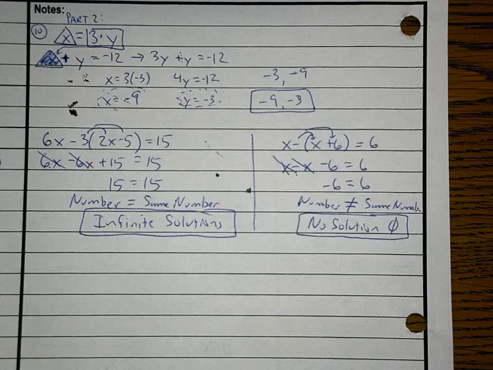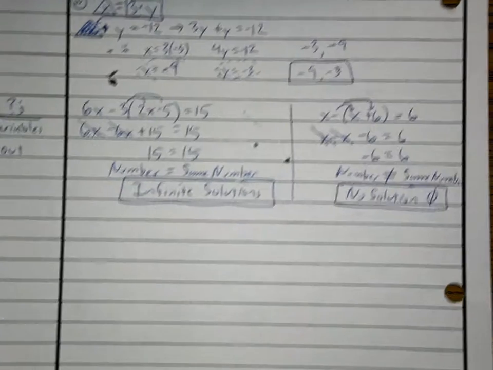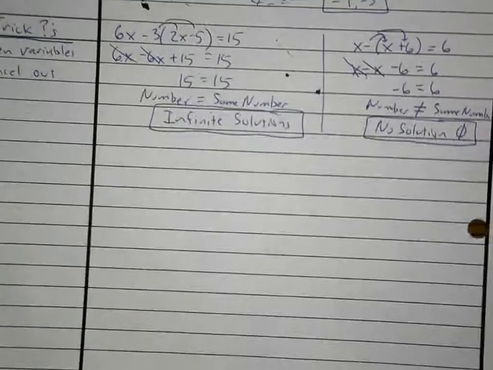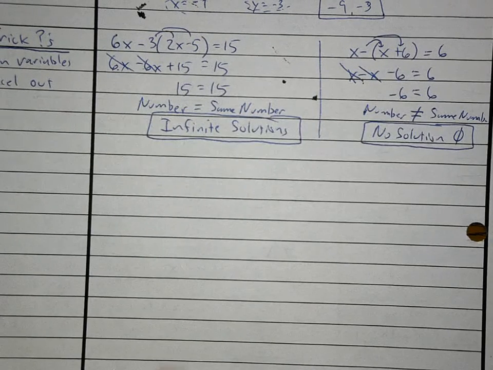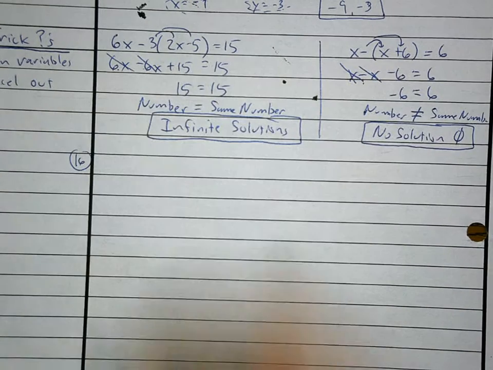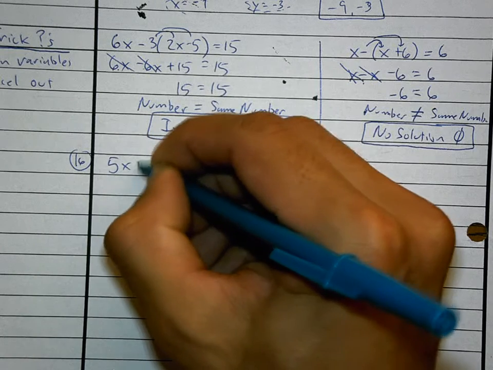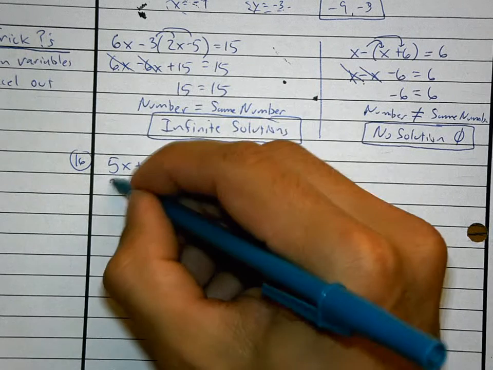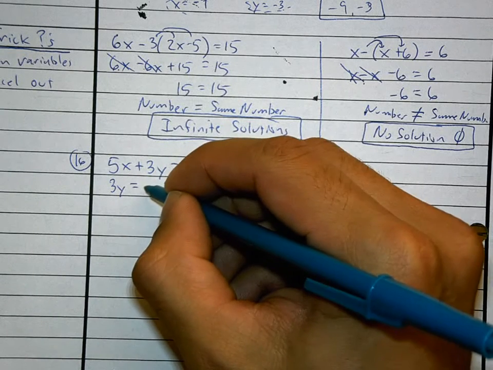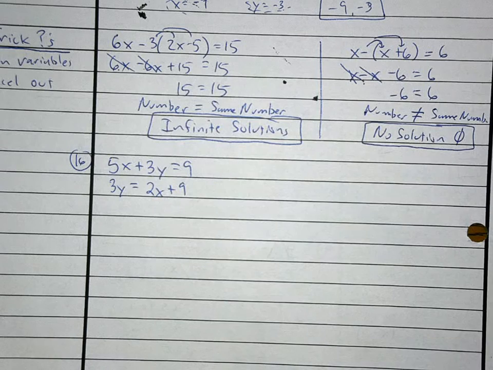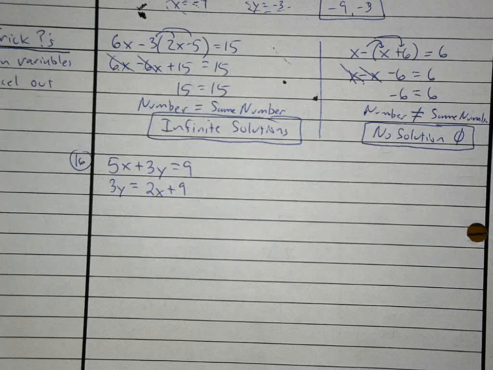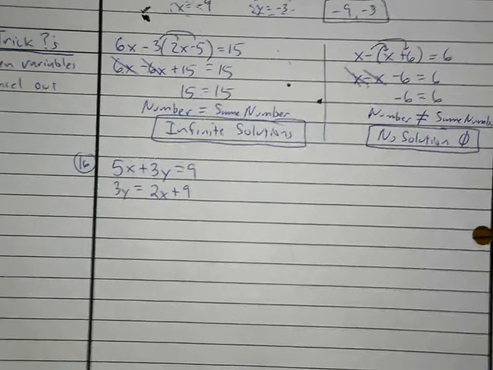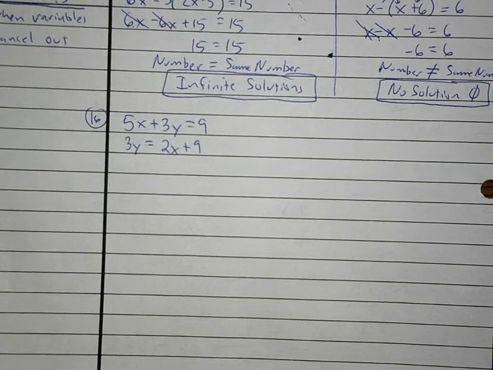Lastly, let me scoot this up. It is possible to have a 0 as a part of your answer. Do not freak out if you get a 0 for part of your answer. 3y equals 2x plus 9. 5x plus 3y equals 9. 3y equals 2x plus 9. So let me show you the math on this.